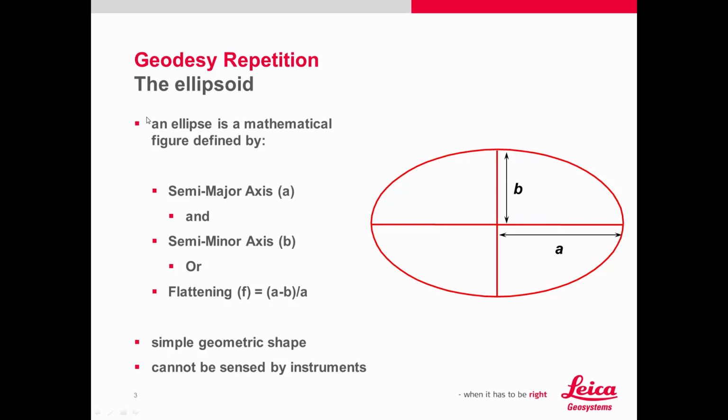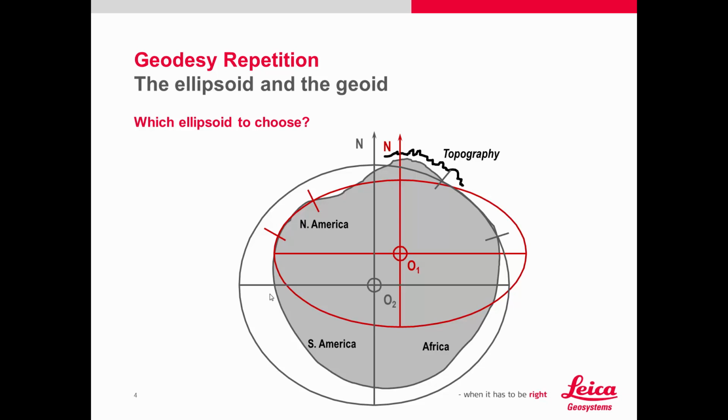We also have the ellipsoid. An ellipsoid is mathematically defined, and if you know the parameters, which are A and B or A and F, we know everything about this ellipsoid. Actually, there are many ellipsoids available, and each country selects the best one which fits it. For example, the red one is fitting quite well with North America. This one is fitting quite well with that area, and so on. So each country is selecting the local datum which fits with it.